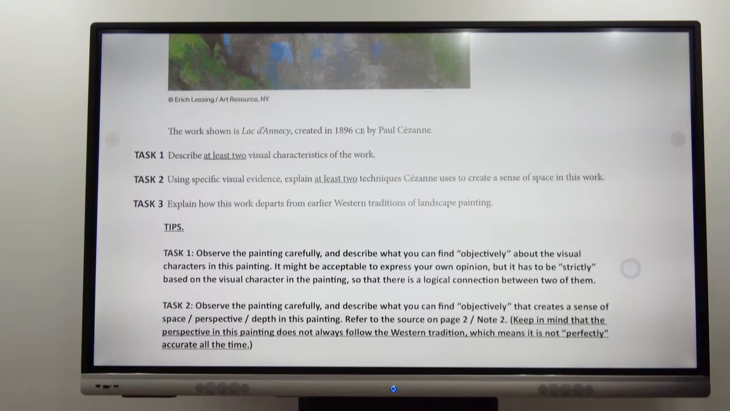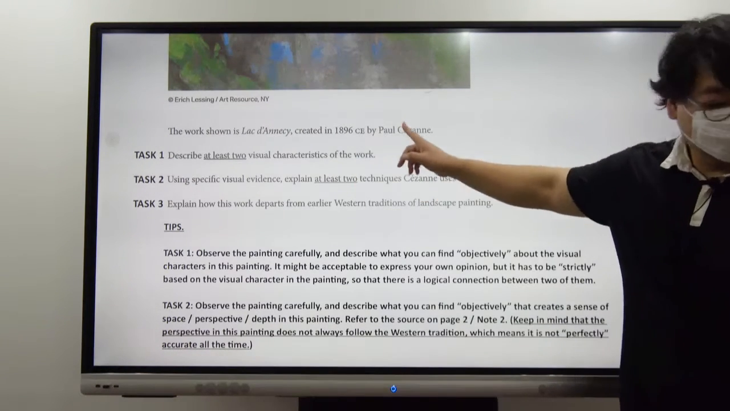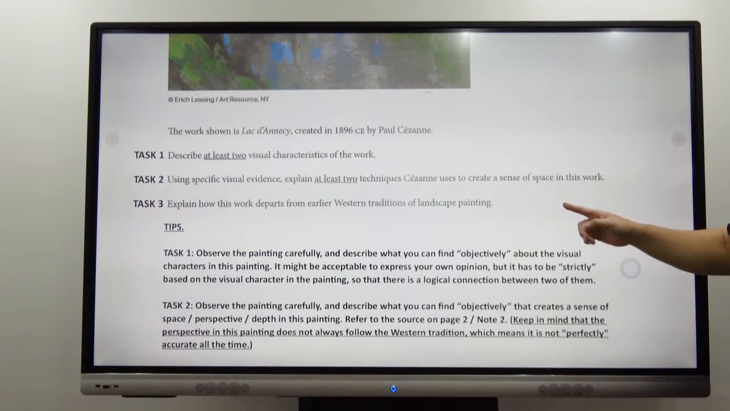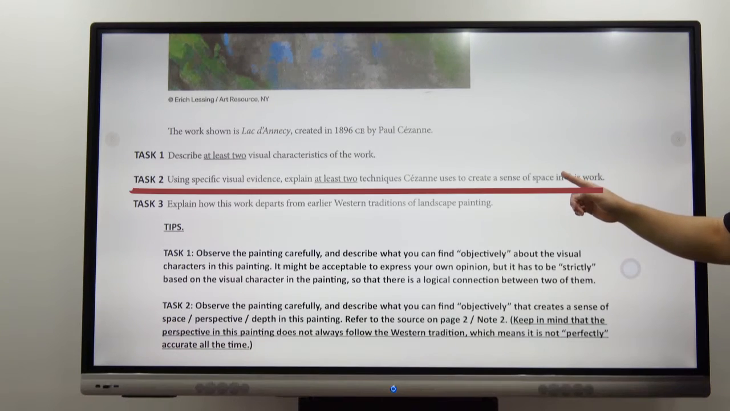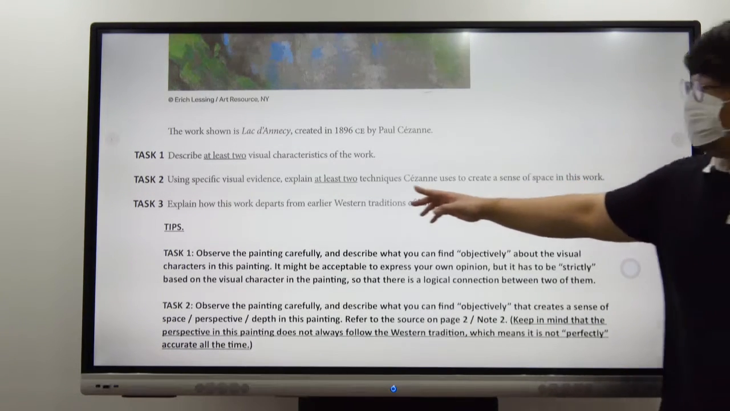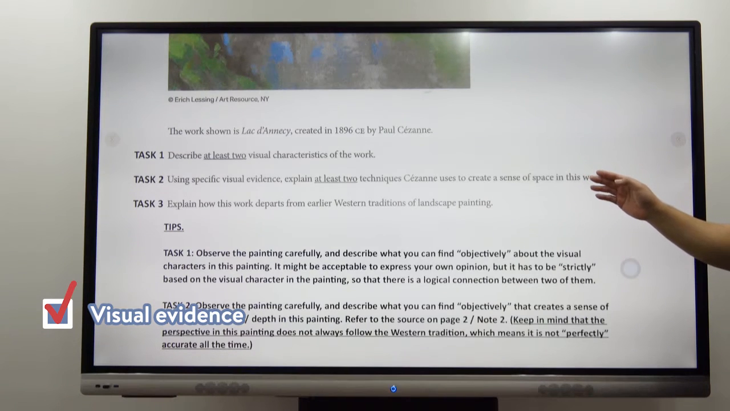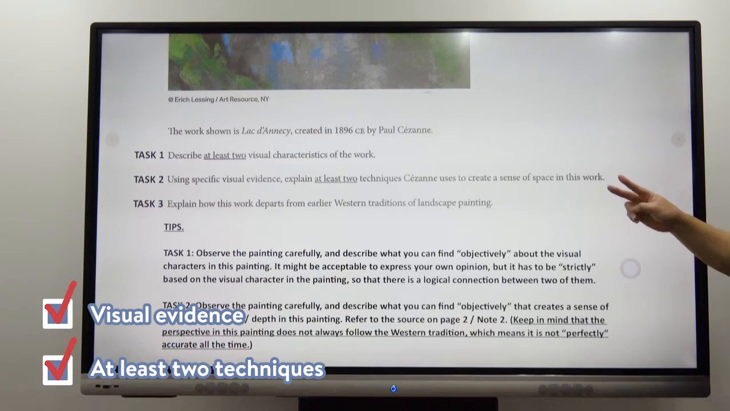Let's go back to page number 1, and there are 3 tasks that you should answer. But let's skip number 1 and 3 and let's go to task number 2. Task number 2 is asking you to use specific visual evidence and then explain at least 2 techniques Cézanne uses to create a sense of space in this work.